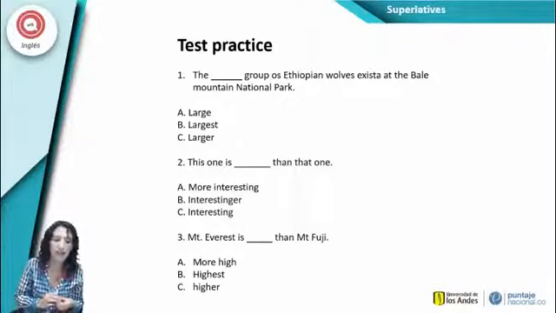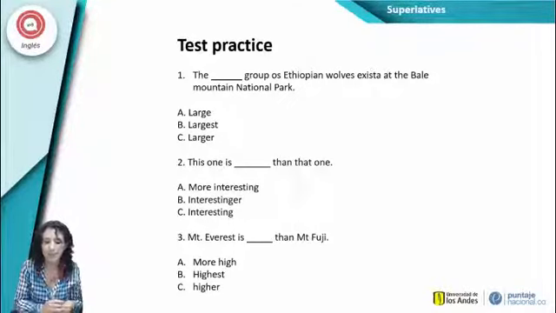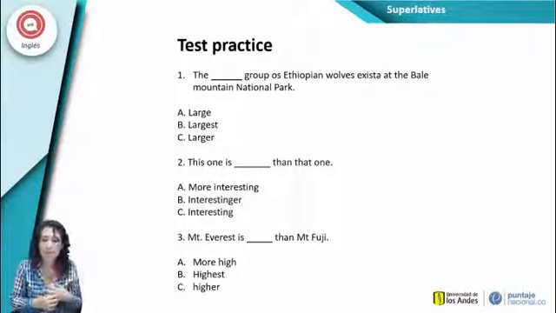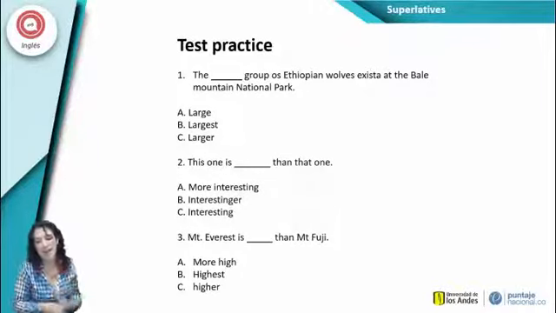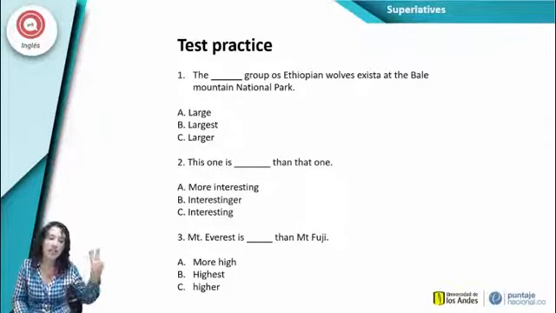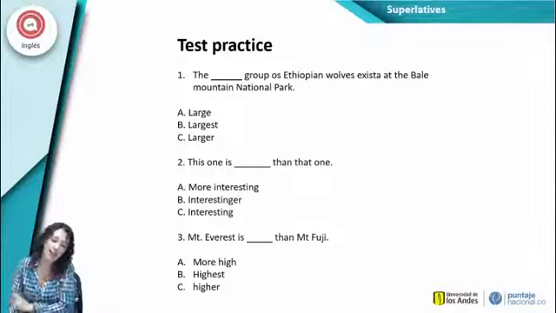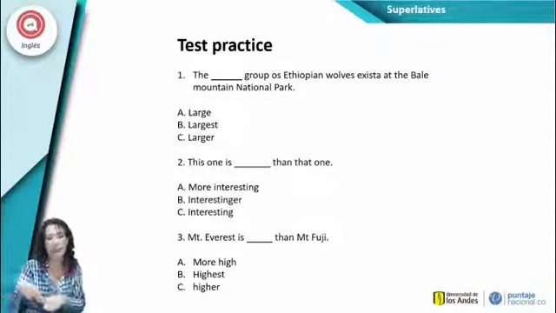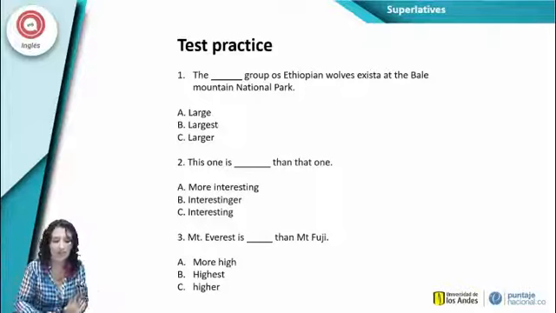this one is A, more interesting than that one. Very good. Number two is A. This one is more interesting than that one. Este es más interesante que aquel. Es lo que dice la frase.